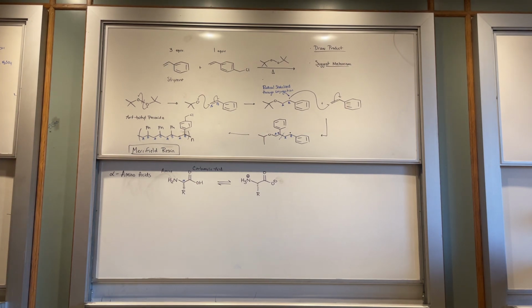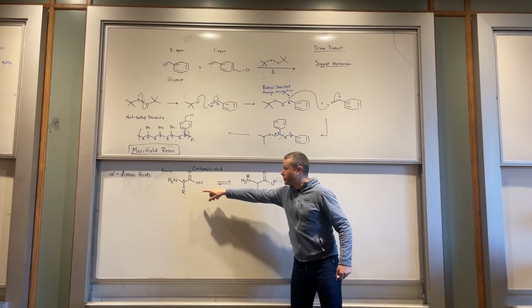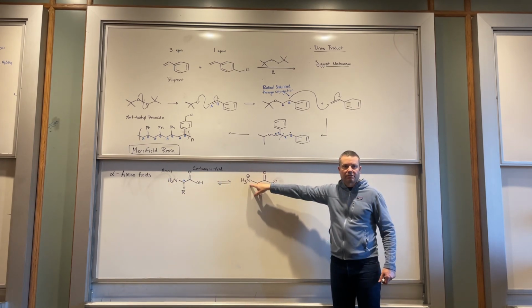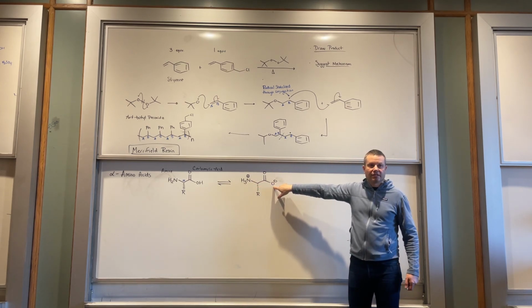So we know amines as being basic functional groups, and carboxylic acids as being acidic functional groups. So it should make sense that some proportion of an amino acid, even though we draw it like this, is going to exist like this, where the amine group is protonated, picks up a proton from the acid group, and the acid group is deprotonated.